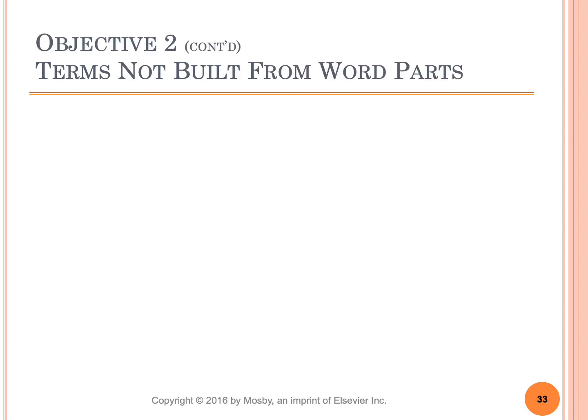Some additional terms not built from word parts. Let's look at those now. The first one is hemorrhage, and hemorrhage is a rapid loss of blood, as in lots of bleeding. So if we have a patient come in with a ruptured AAA, or they have a ruptured spleen, remember we said the spleen stores extra blood. So if there is a lacerated spleen or ruptured spleen, maybe from a motor vehicle accident, that patient is going to be hemorrhaging or bleeding out, sometimes we call it.